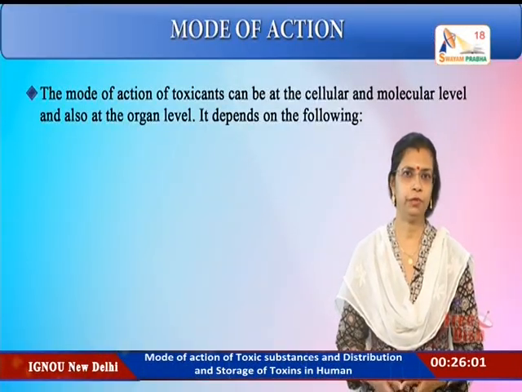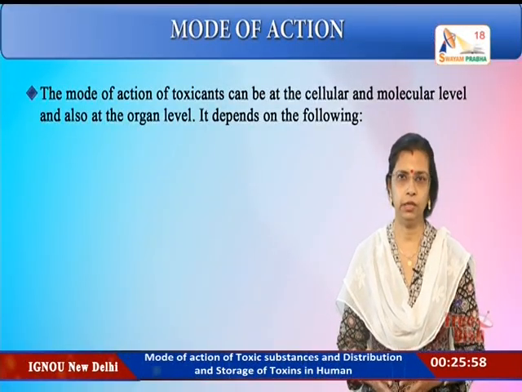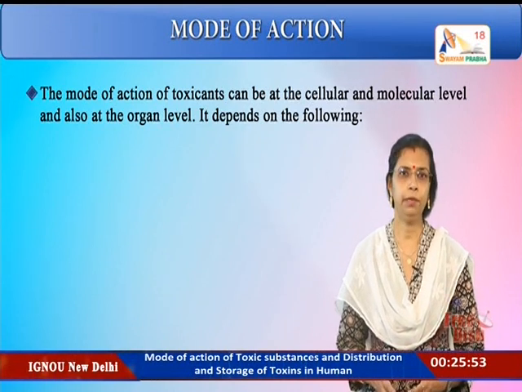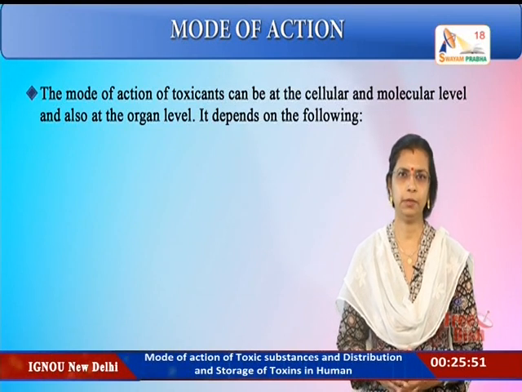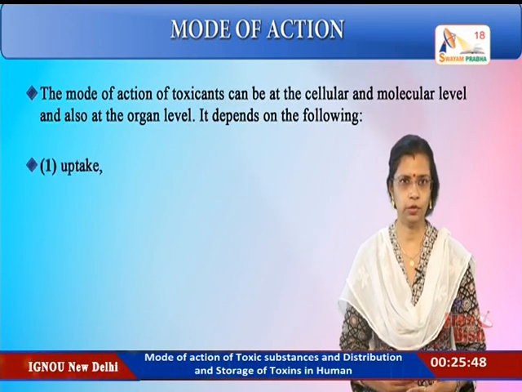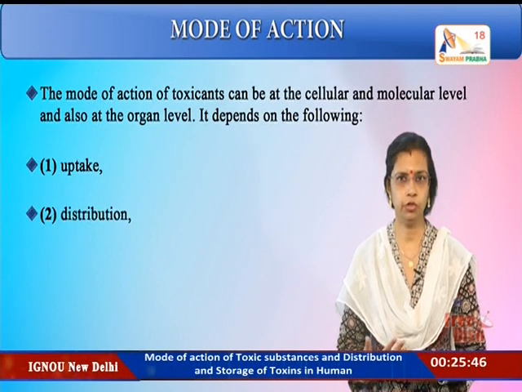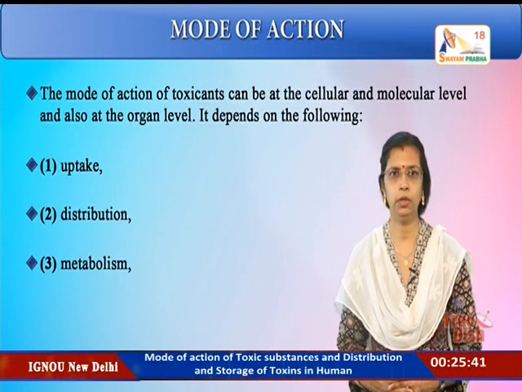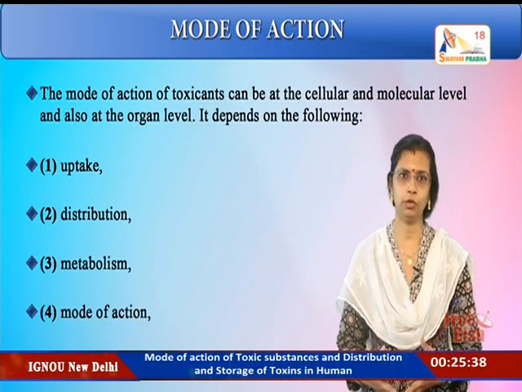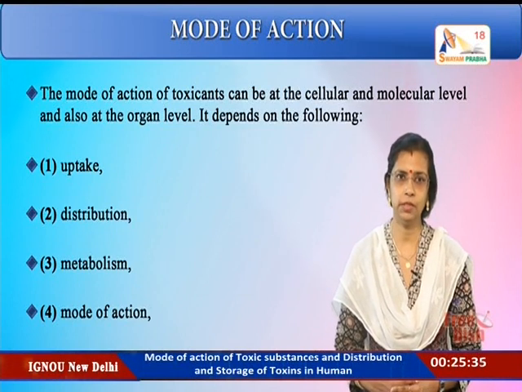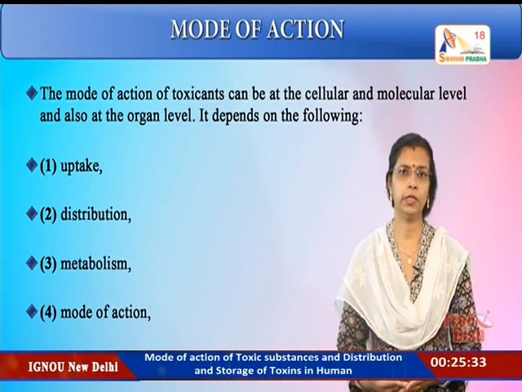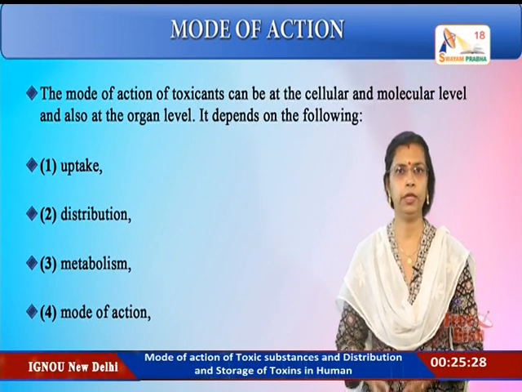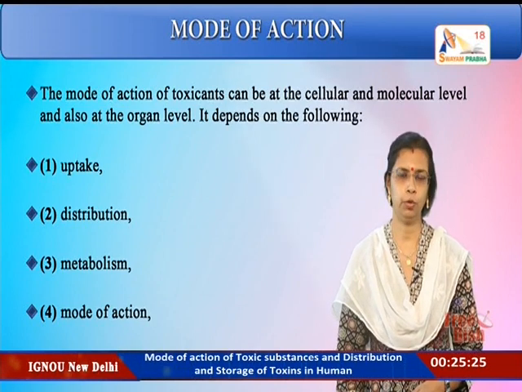The mode of action of any toxicant can occur at the cellular level, at the molecular level, and also at the organ level. Now it depends on several factors. This has been explained as the uptake of the toxicant, where the toxicant is distributed in the body, the metabolism of every individual, which plays a very important role, the mode of action of these toxicants themselves on these levels, and finally whether the toxicant will be biotransformed and eliminated from the body, or whether it is going to be stored in any of the organs in the body.